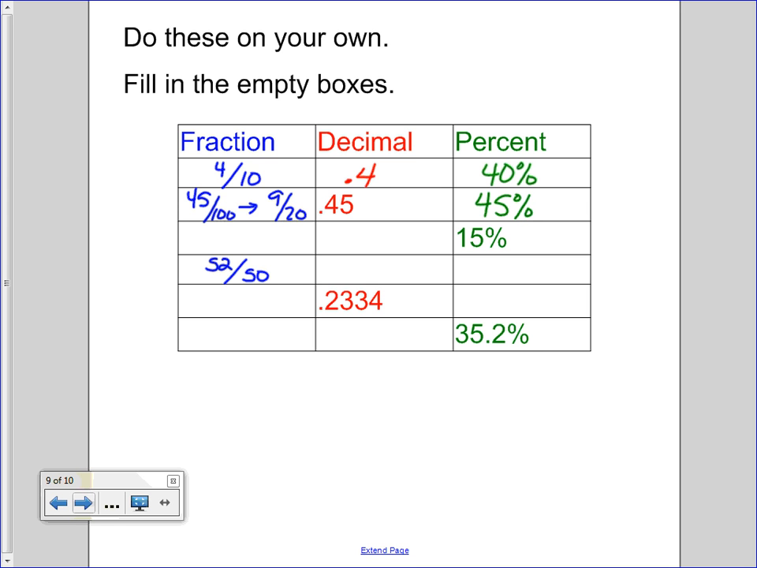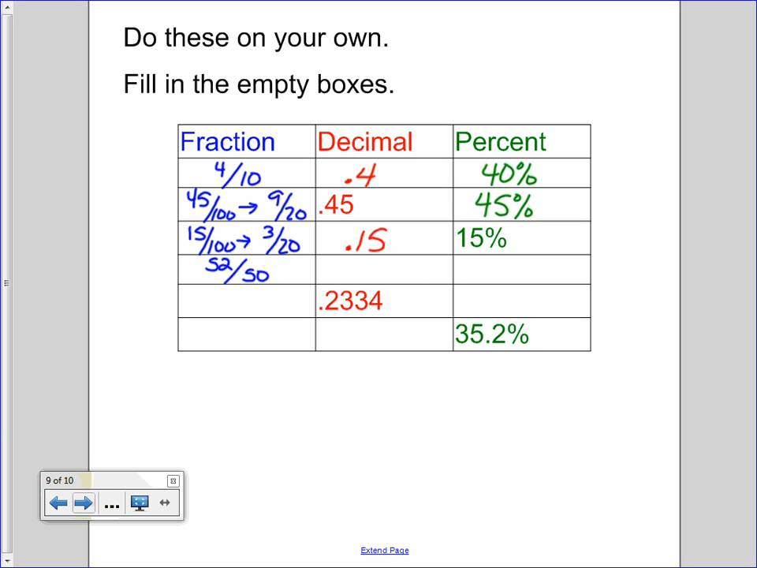The third one, we have 15%. As a fraction, it'd be 15 over 100, simplified down to 3 twentieths. And as a decimal, it'd be 0.15.